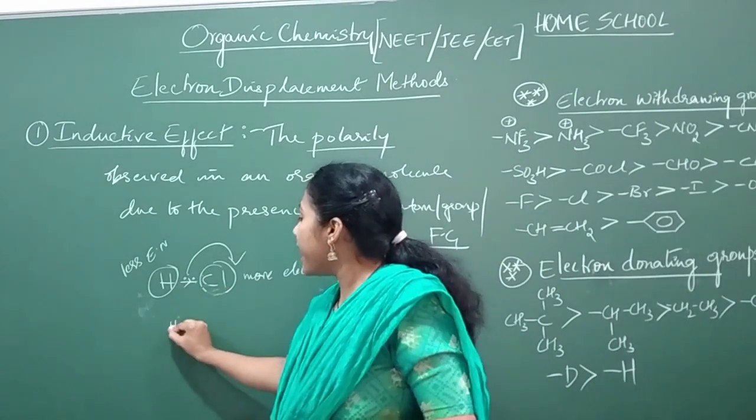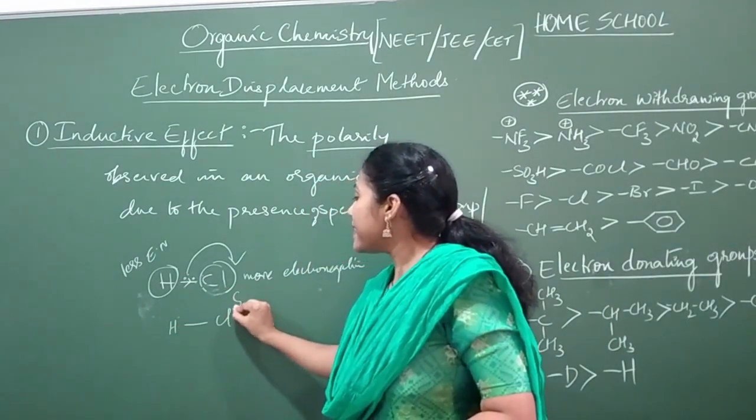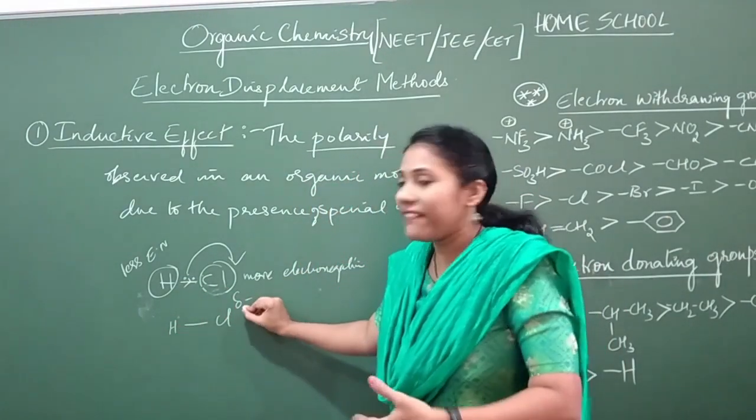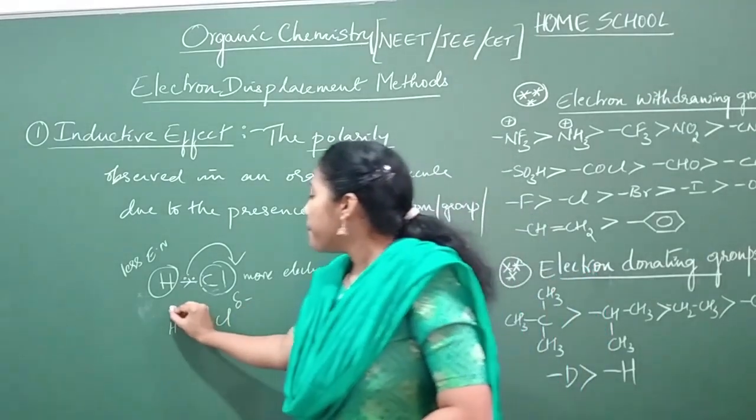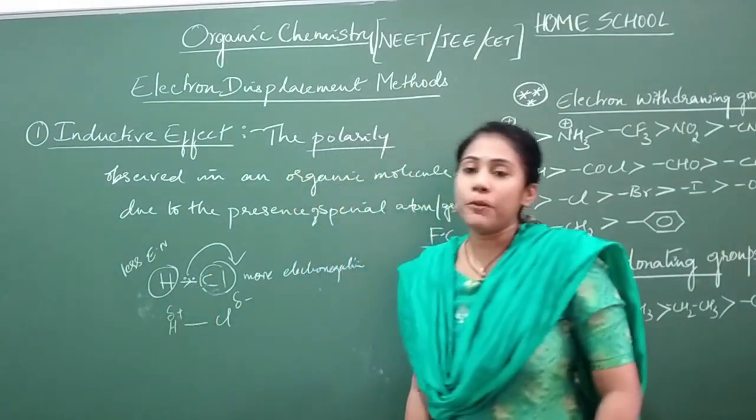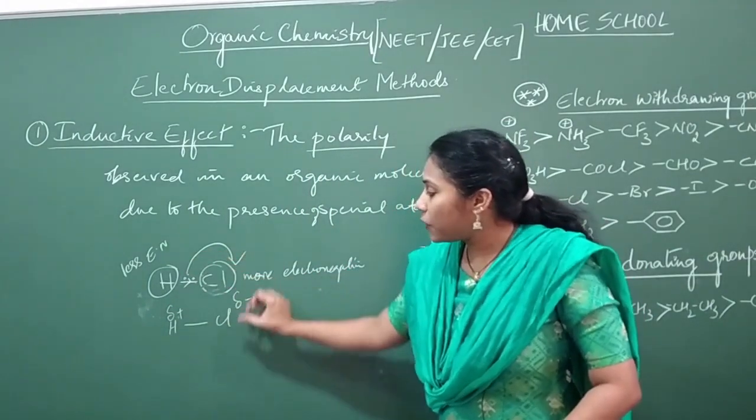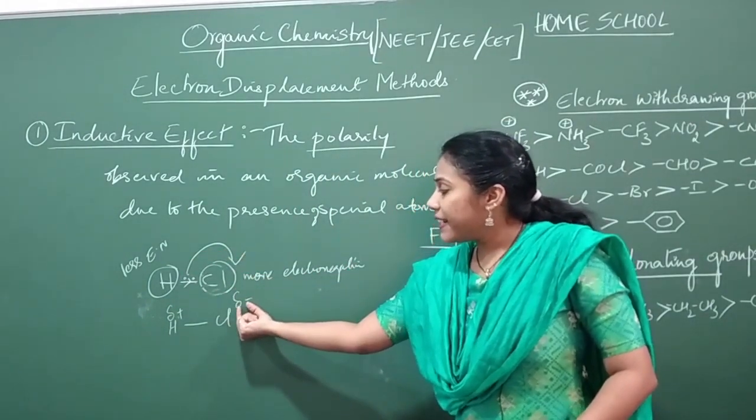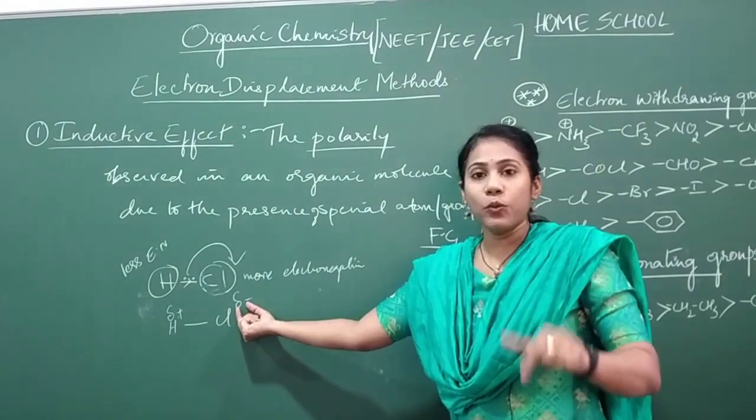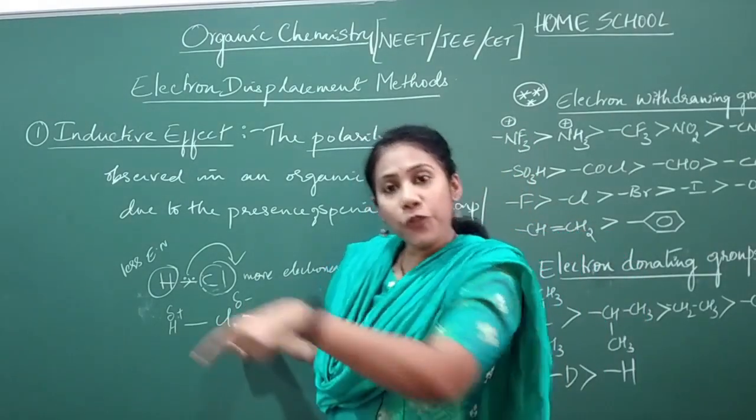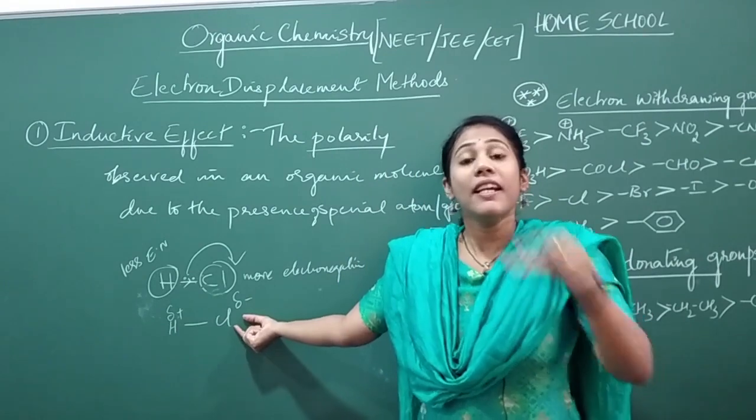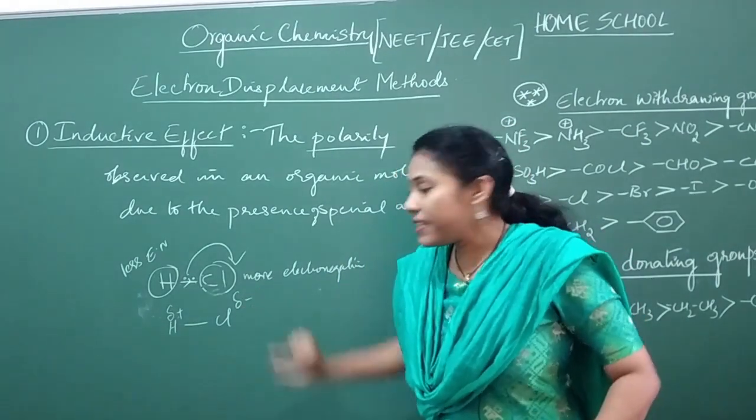So you would say our chlorine is slightly negative. It has a slightly negative charge and hydrogen has a slightly positive charge. The one which is grabbing a pair of electrons towards itself is indicated with the sign delta negative. That means it is more electronegative, so it is grabbing the pair of electrons. This is the meaning of this particular sign.